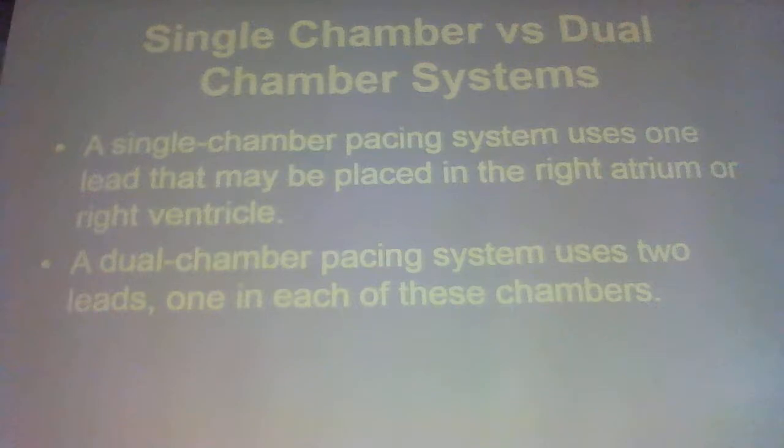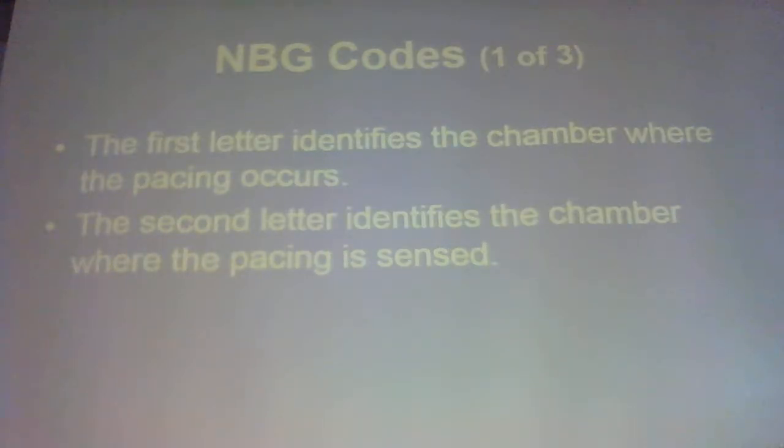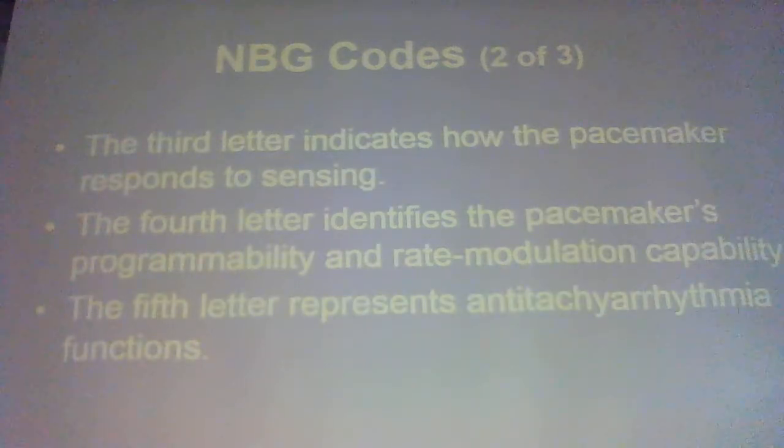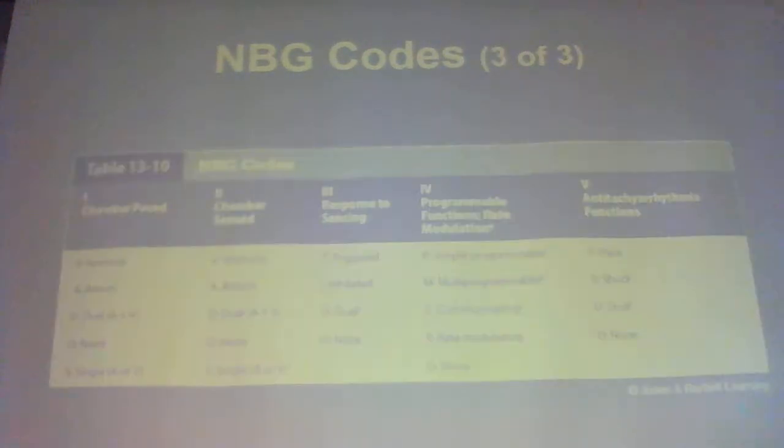Single chamber, dual chamber, we talked about those. The NBG codes, that's what I gave you. First letter identifies the chamber that is being paced. Second letter identifies the chamber where activity is sensed. Third letter indicates how the pacemaker responds. And the fourth letter identifies the pacemaker's programmability and rate modulation. Fifth letter represents anti-tachyarrhythmia functions. So, basically what I gave you there.